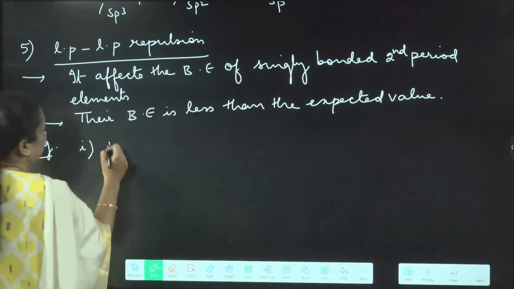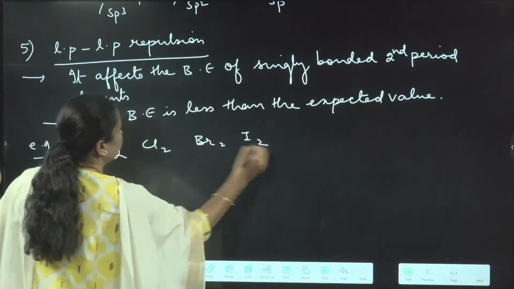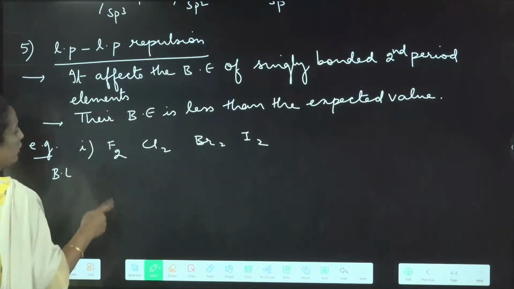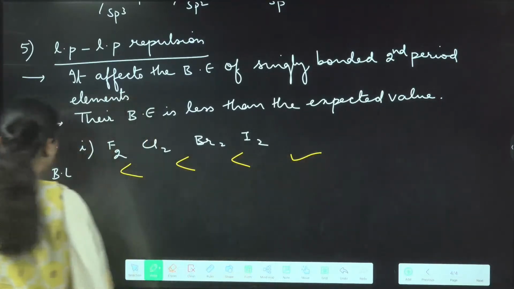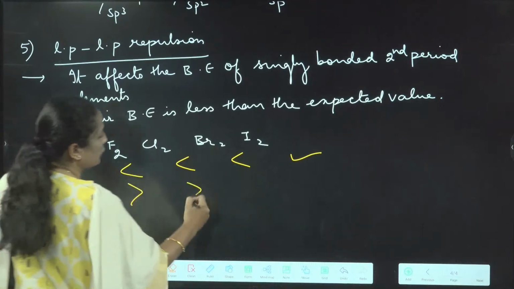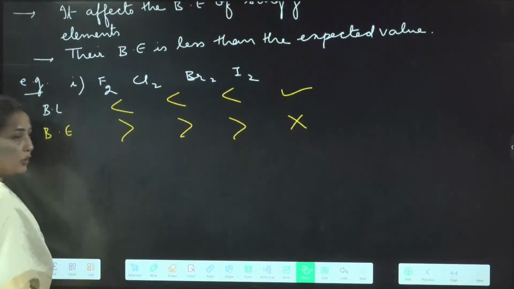Suppose I am taking one example as F2, Cl2, Br2 and I2. I know what is going to be the bond length order, definitely like this only. This order is fine. So based on that, we might think that the bond energy has to be like this. Bond length increases, bond energy decreases, but it is false, right?